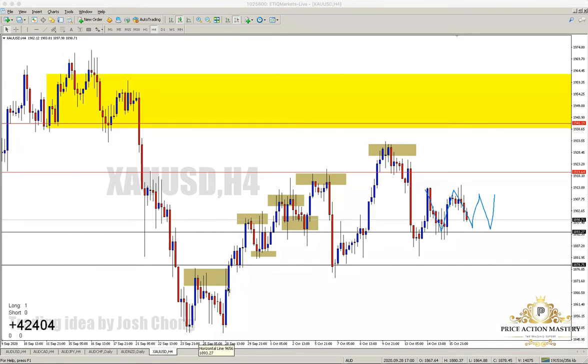The entire market is actually still in an uptrend. It's still in an uptrend.